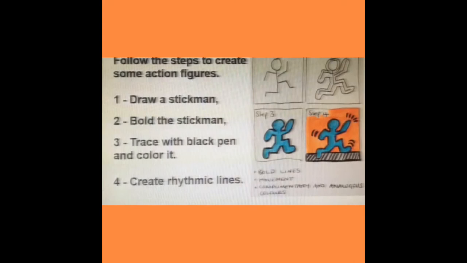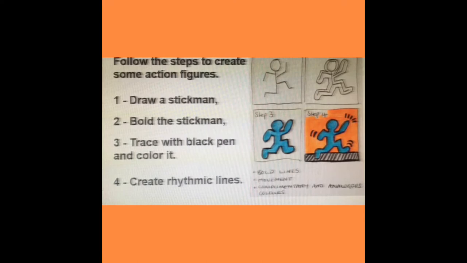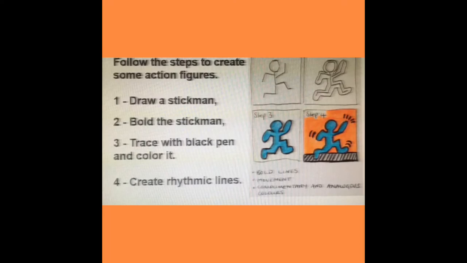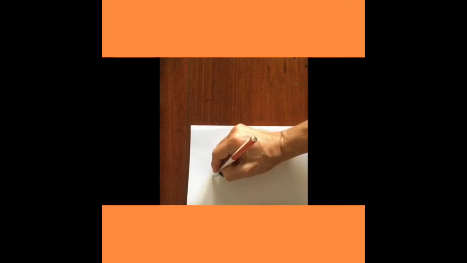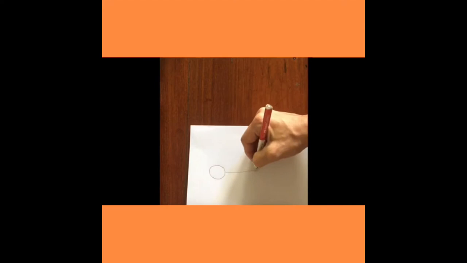Probably you don't know how to draw these figures, so let me show you how to draw these. It's very easy and you can just follow the steps. So now we are going to be practicing how to draw the figures. So follow the steps to create some action figures. You first draw a stick man, then you bold the stick man, then you trace with black pen and color it, okay? Create rhythmic lines, movement lines. Okay, you can use active lines to show movement, okay?